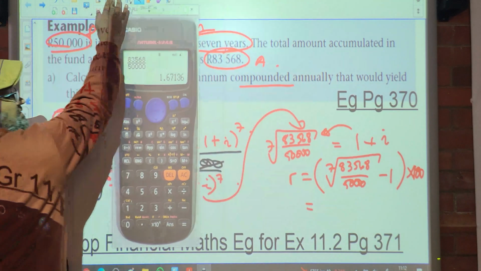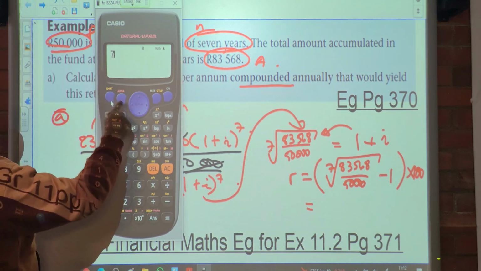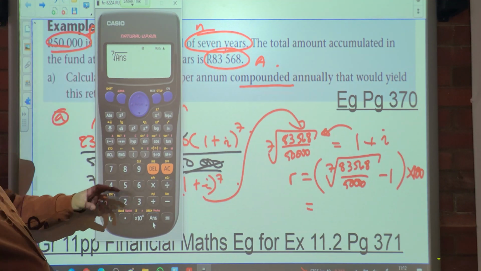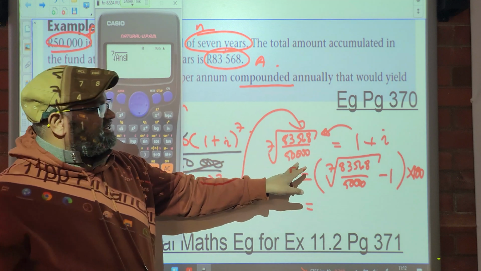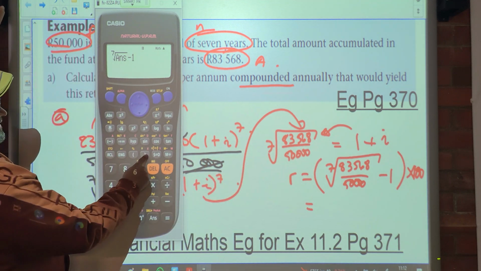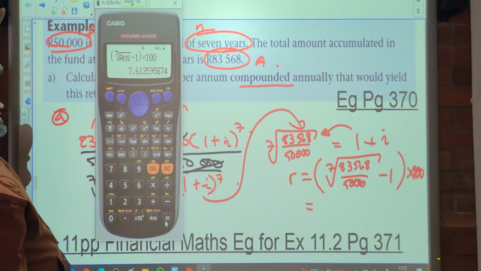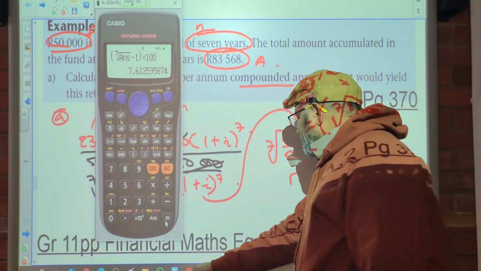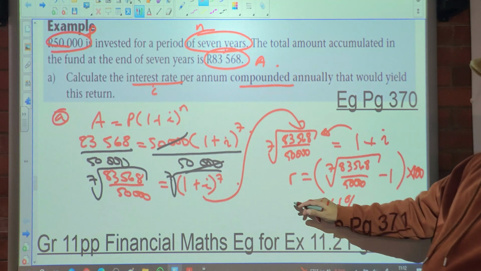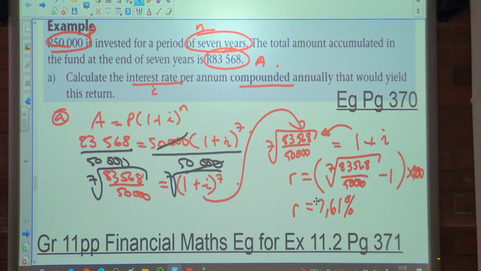Okay. So that is that. So it's going to be the 7th root of that answer that I just calculated, which is 83,568 rand over 50,000, minus 1. This answer must be multiplied by 100. Gives you 7,61 what? 7,61%. That's your rate, so R value.